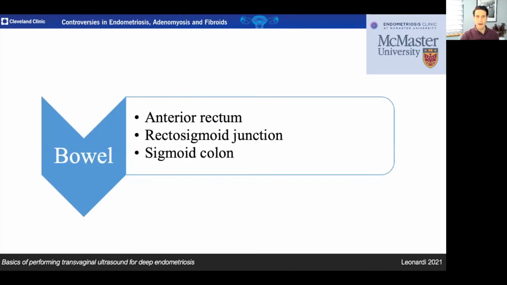Why do we start with the bowel? Because as the probe is just entering the vagina, the lower rectum is just on the other side of the vagina. So as the probe is slowly entering the vagina, we can take advantage, we can be opportunistic, and evaluate that lower rectum. We may as well then follow the rectum as far up in the body as we can, evaluating the rectum in its entirety, the rectosigmoid junction, and the sigmoid colon as well.